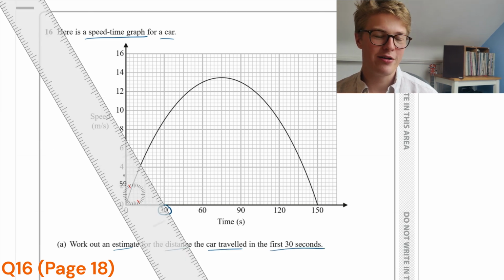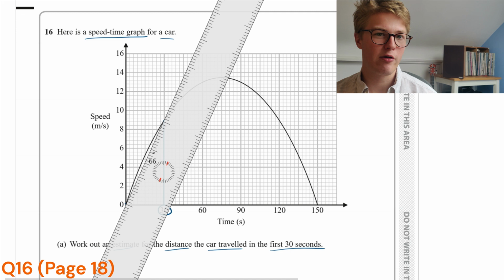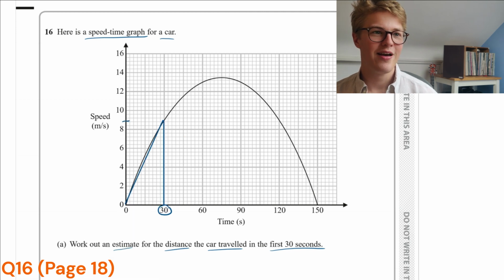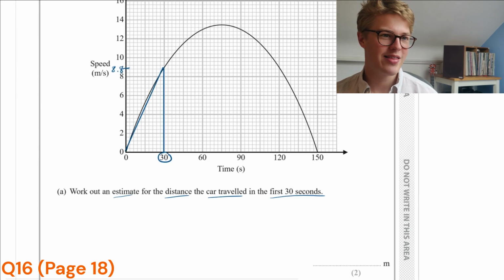So we can use the area underneath the graph to find the distance, and we can use a triangle for it. So we do a half times base times height. The base is 30, the height is 8.8, and therefore we get 132 metres as our answer.